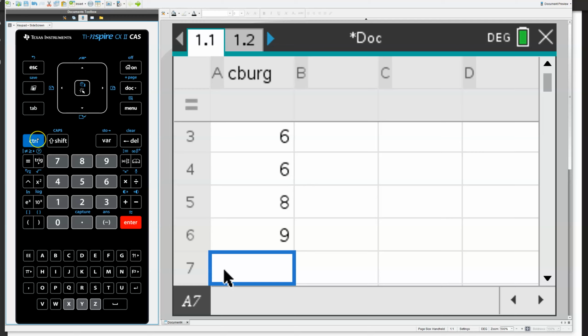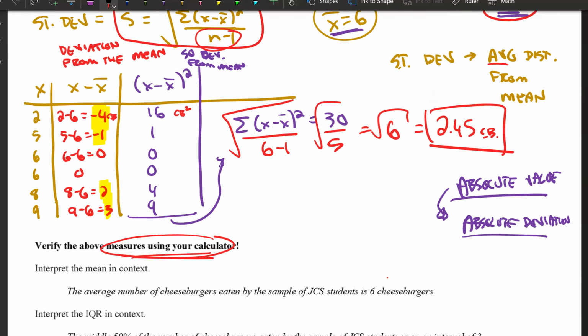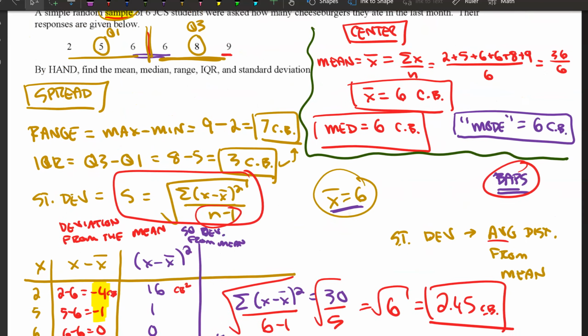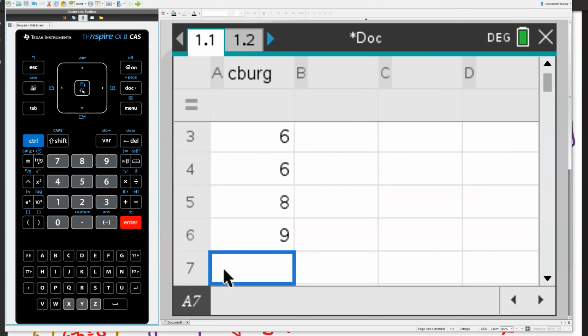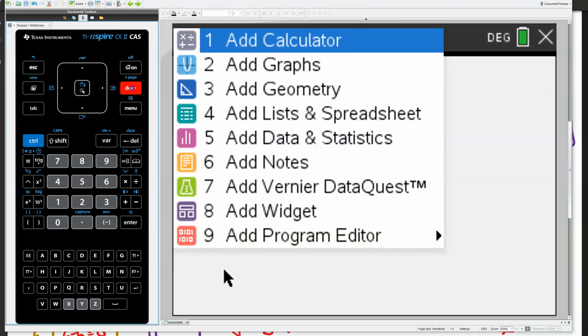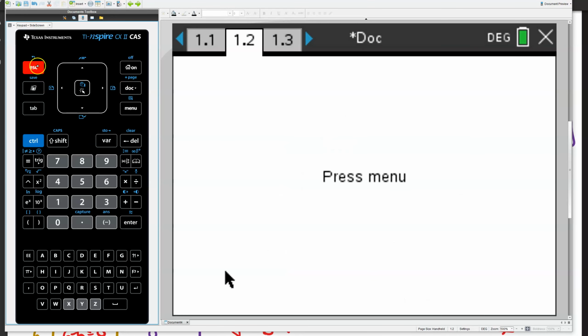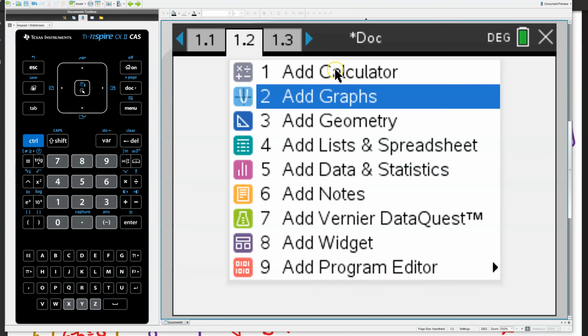Okay, so now let's do some calculations. By the way, when you look at all of these measures as a whole, those are called the summary statistics of your data set. So let's calculate the summary statistics. That is a calculation in the calculator, so control doc, and then go to calculator.